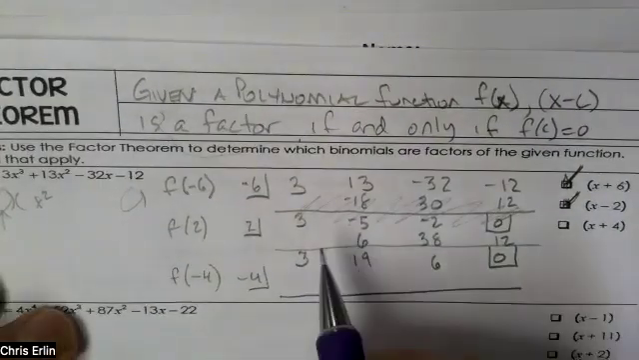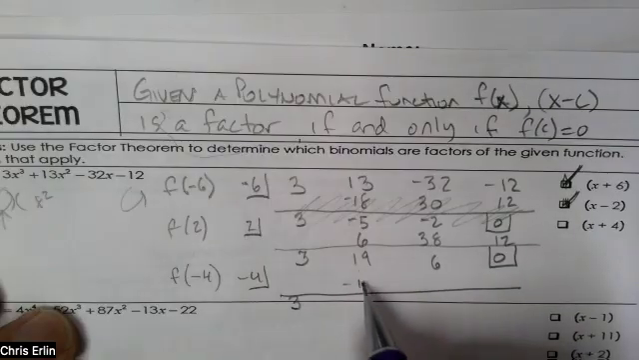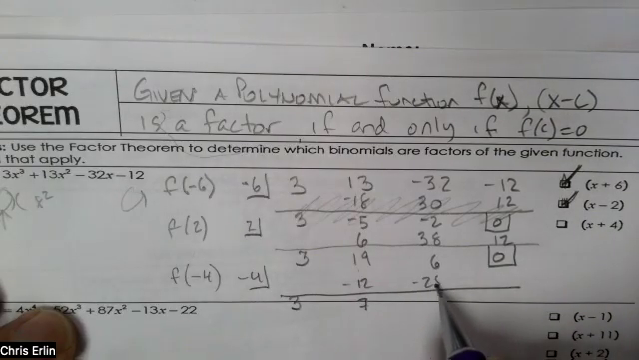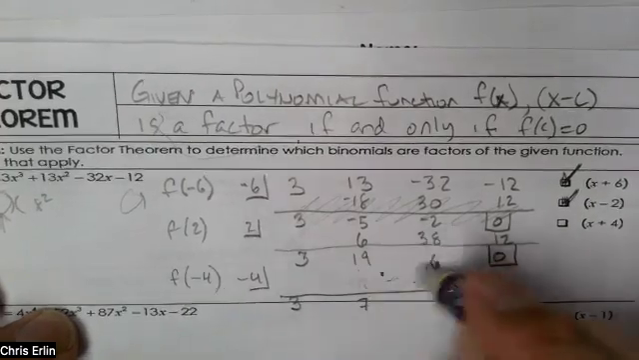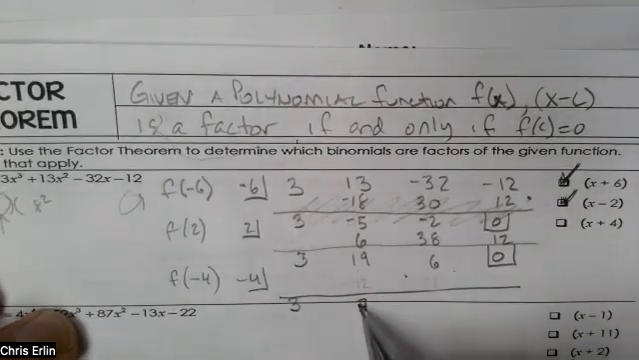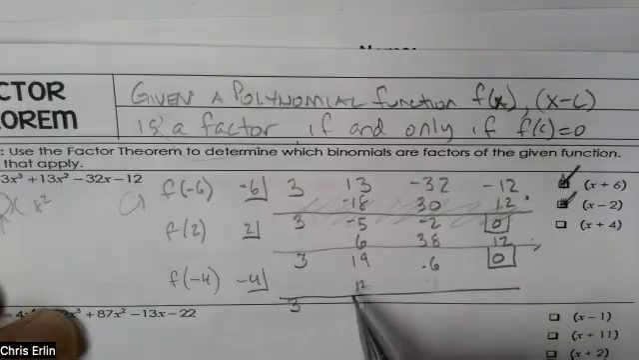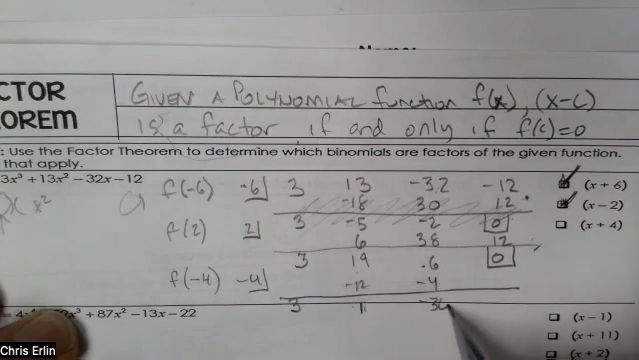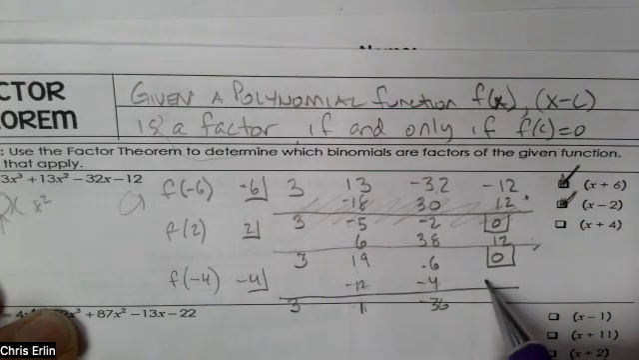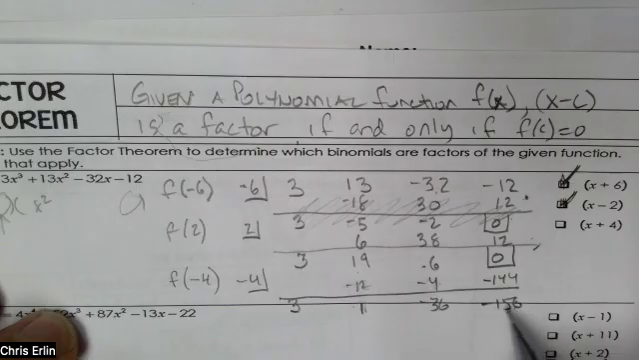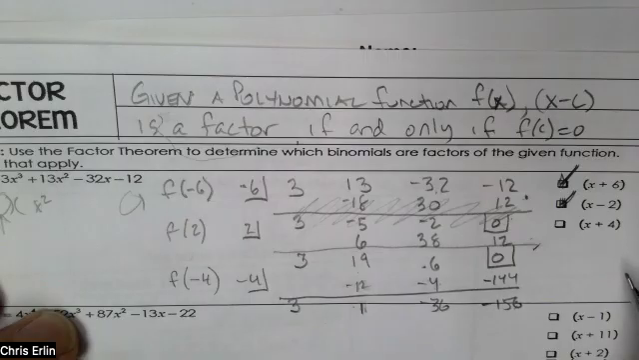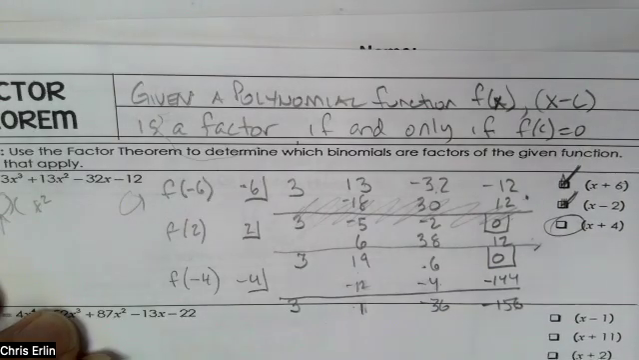What about f of -4? Bring down the 3, -12, 7, -28. Oops, sorry, I'm looking at the wrong thing. It's the risk of doing what I just described. 20. No, 25. -12 is 1. -4 is -36. -120, -144 is -156. Not equal to 0. So this one does not work.